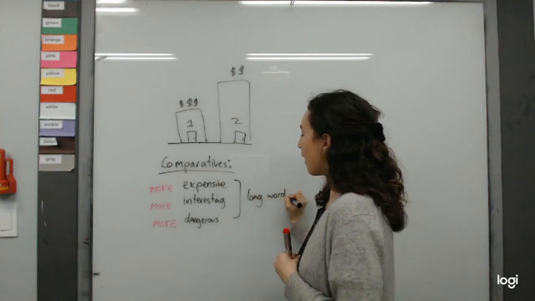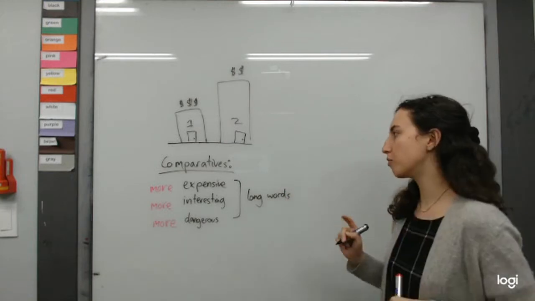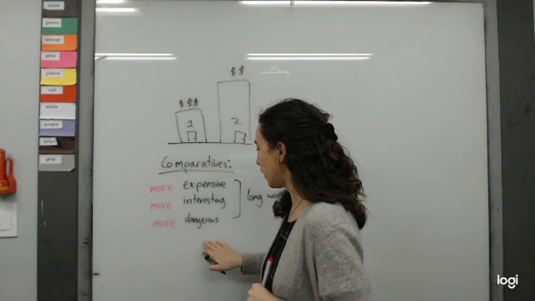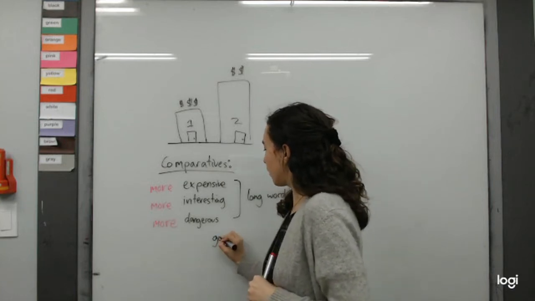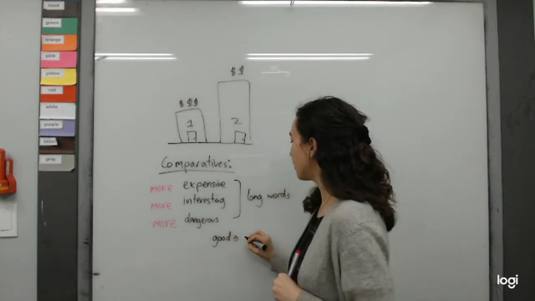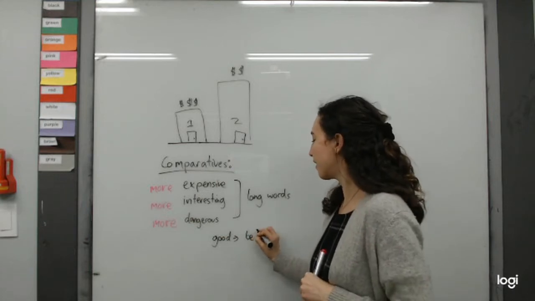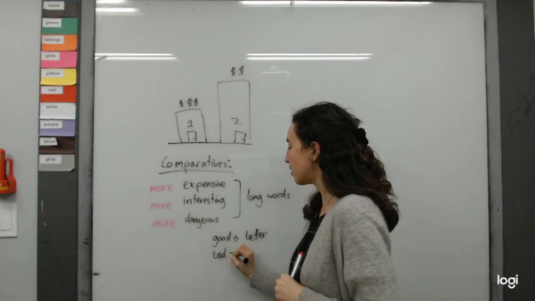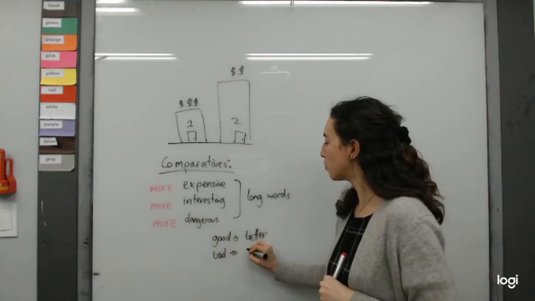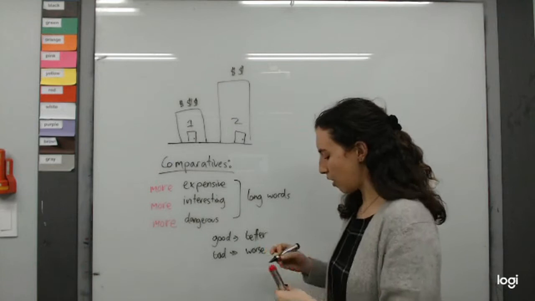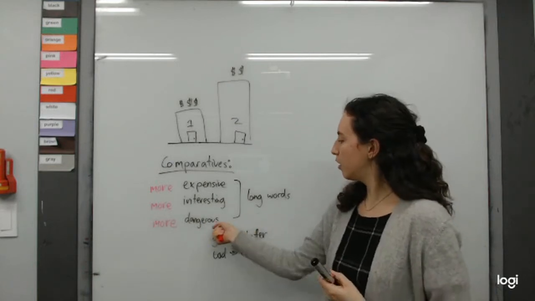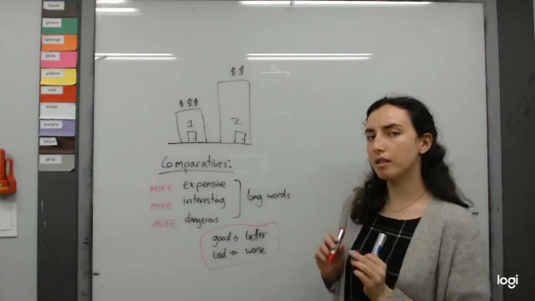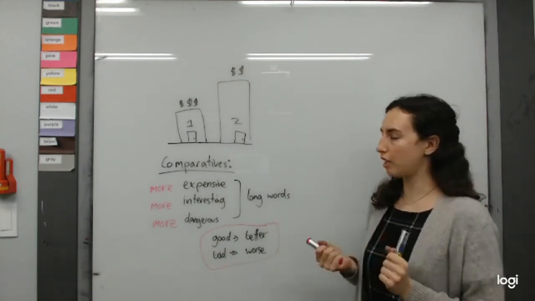We also have some special words. Really, there are only two special words that you need to remember. We have good. Good does not become gooder. It becomes better. And bad. Bad does not become badder. It becomes worse. So these words are special words we need to remember, the only ones for comparatives that are strange.